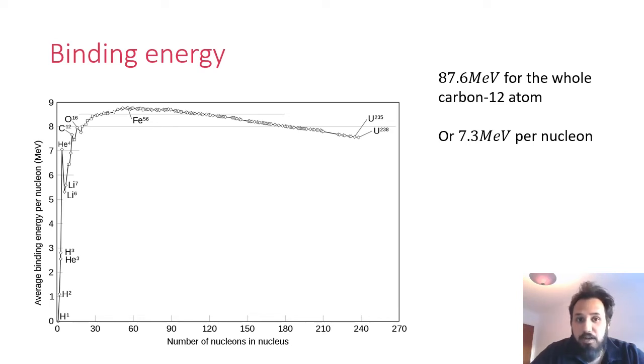The thing that has the most binding energy is iron 56. After that, the amount of binding energy goes down. And as we go towards really, really heavy nuclei, we get to things like uranium, which isn't that strongly bound together and can be unstable.